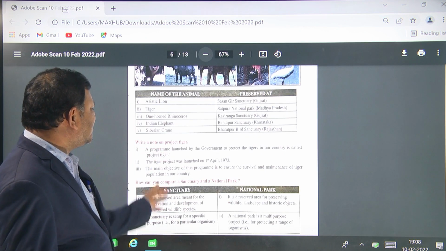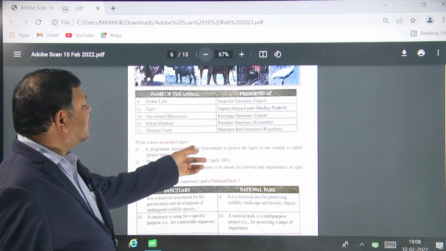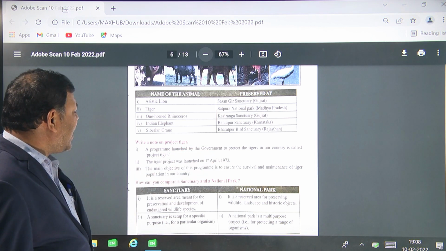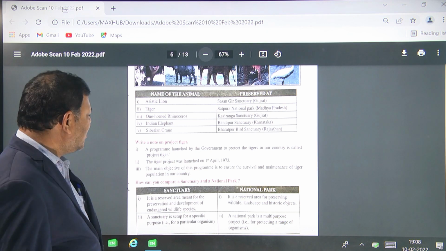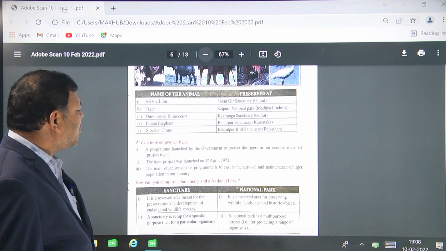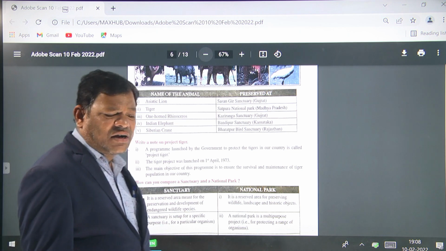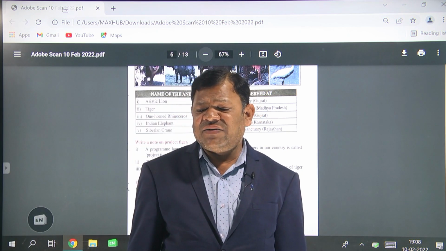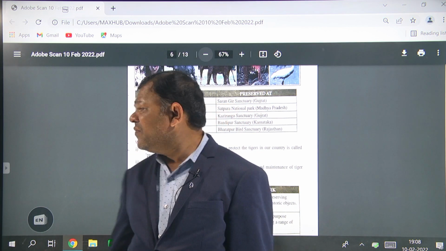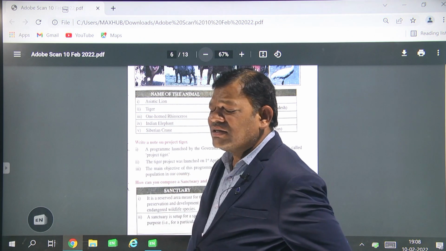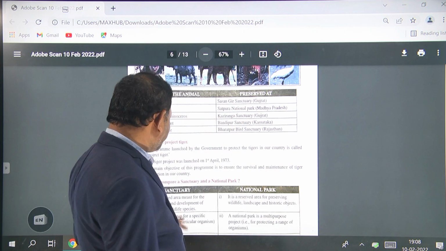Write a note on Project Tiger. Project Tiger is a program launched by the central government of India to protect the tigers in our country. It was launched on 1st April 1973. The main objective of this program is to ensure the survival and maintenance of the tiger population in our country, thereby increasing the number of tigers.